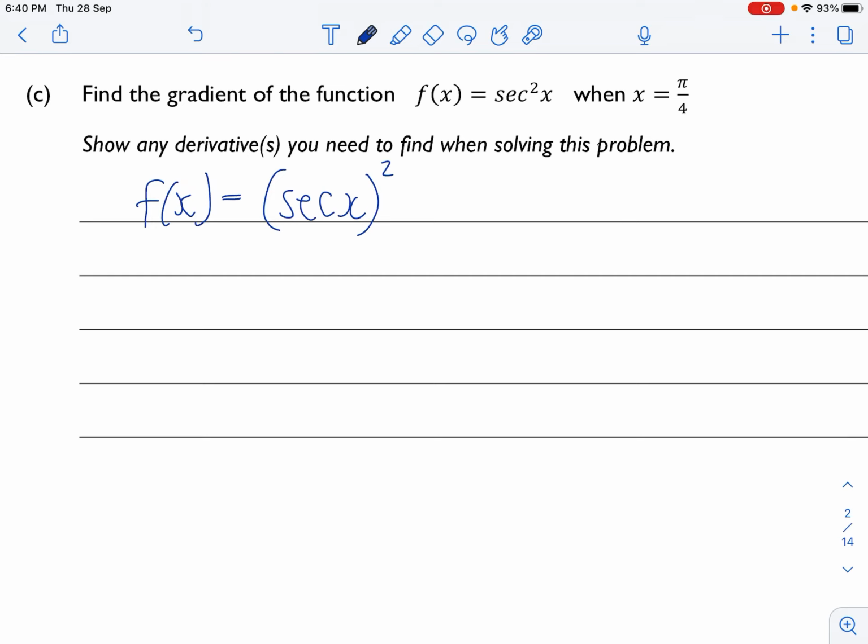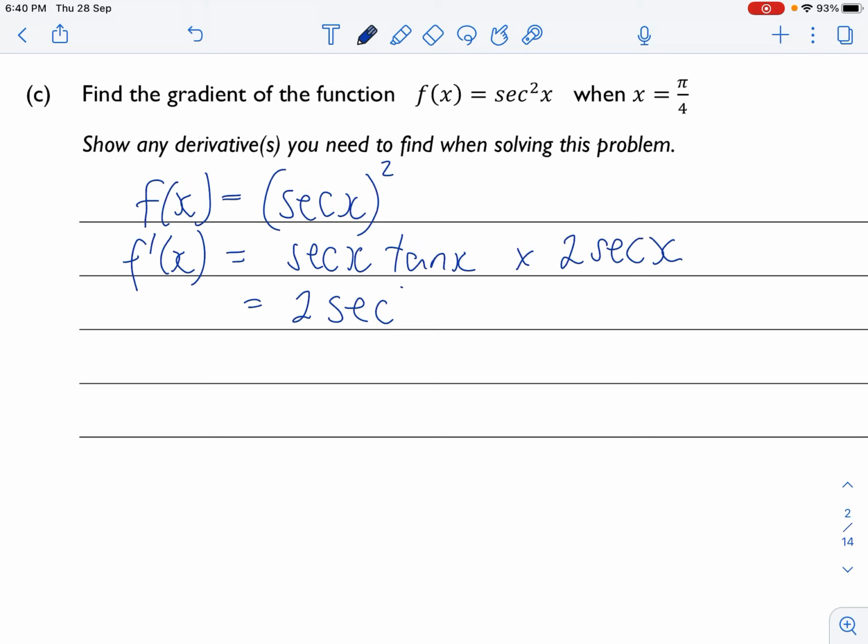So when we're differentiating it, we're going to do it inside out. When you differentiate sec x, we get sec x tan x from the formula sheet. And when we look at the squared bit, we bring the 2 down the front and just leave the sec x to the power of 1. If we tidy that up a little bit, we've got 2 sec x's there, so that becomes sec squared x.